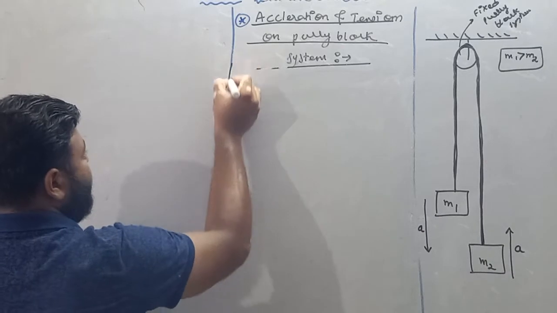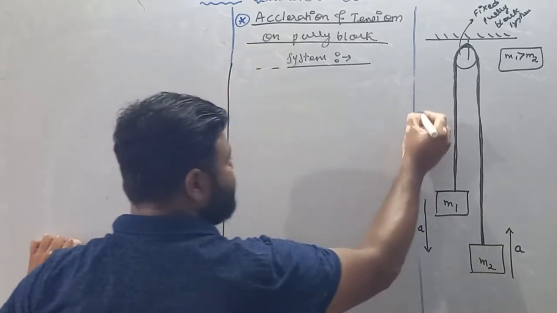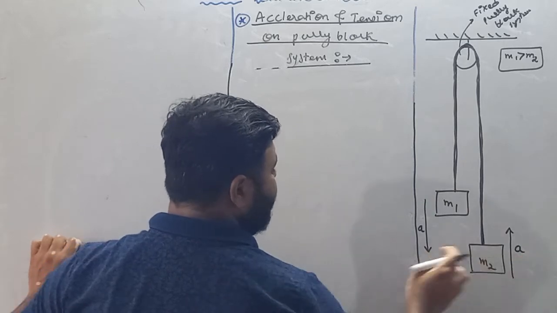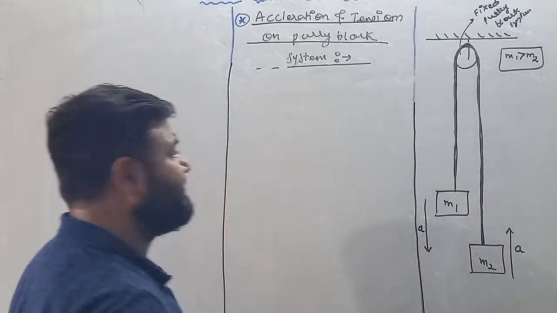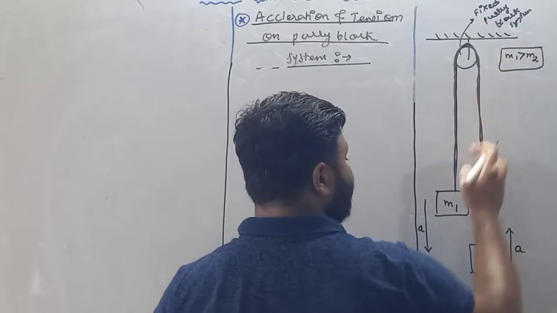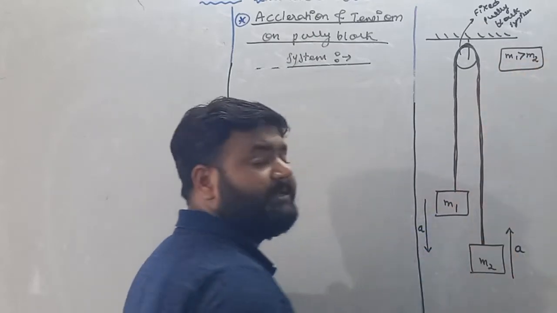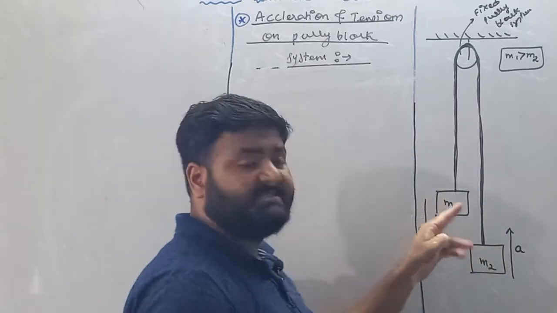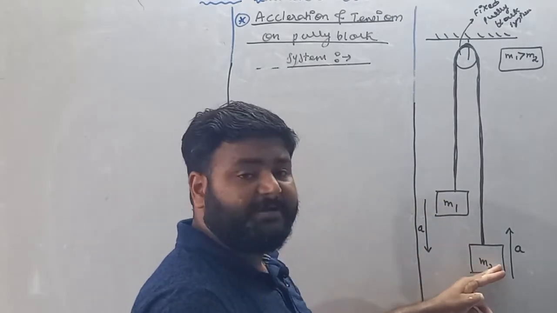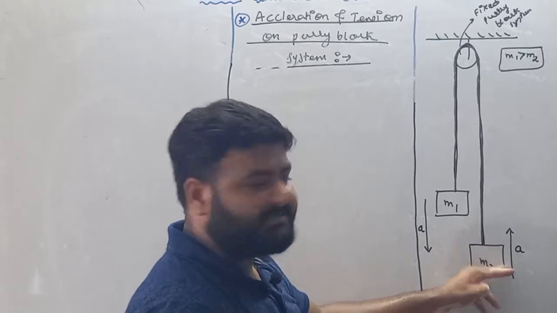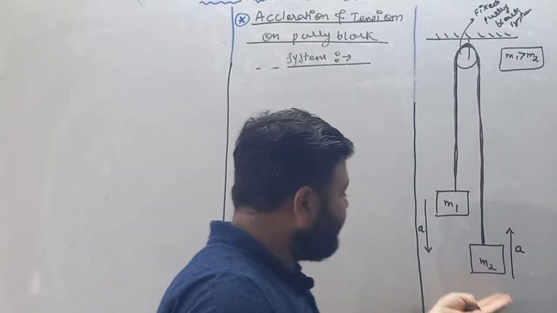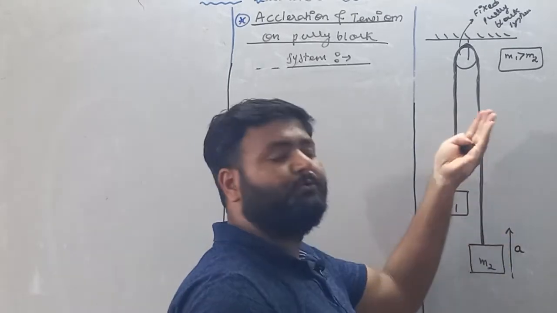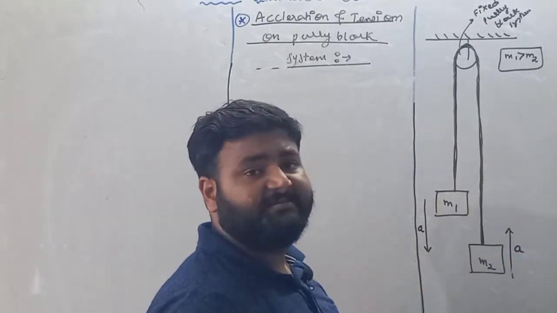So see, this is a fixed pulley block system. In a fixed pulley block system, as I already told you, acceleration on both sides remains the same. We consider M1 to be the greater mass and M2 the lower mass. So if M1 is greater compared to M2, then it is obvious that M1 goes down and M2 goes up. If M1 goes down with acceleration A, then M2 goes up with acceleration A.